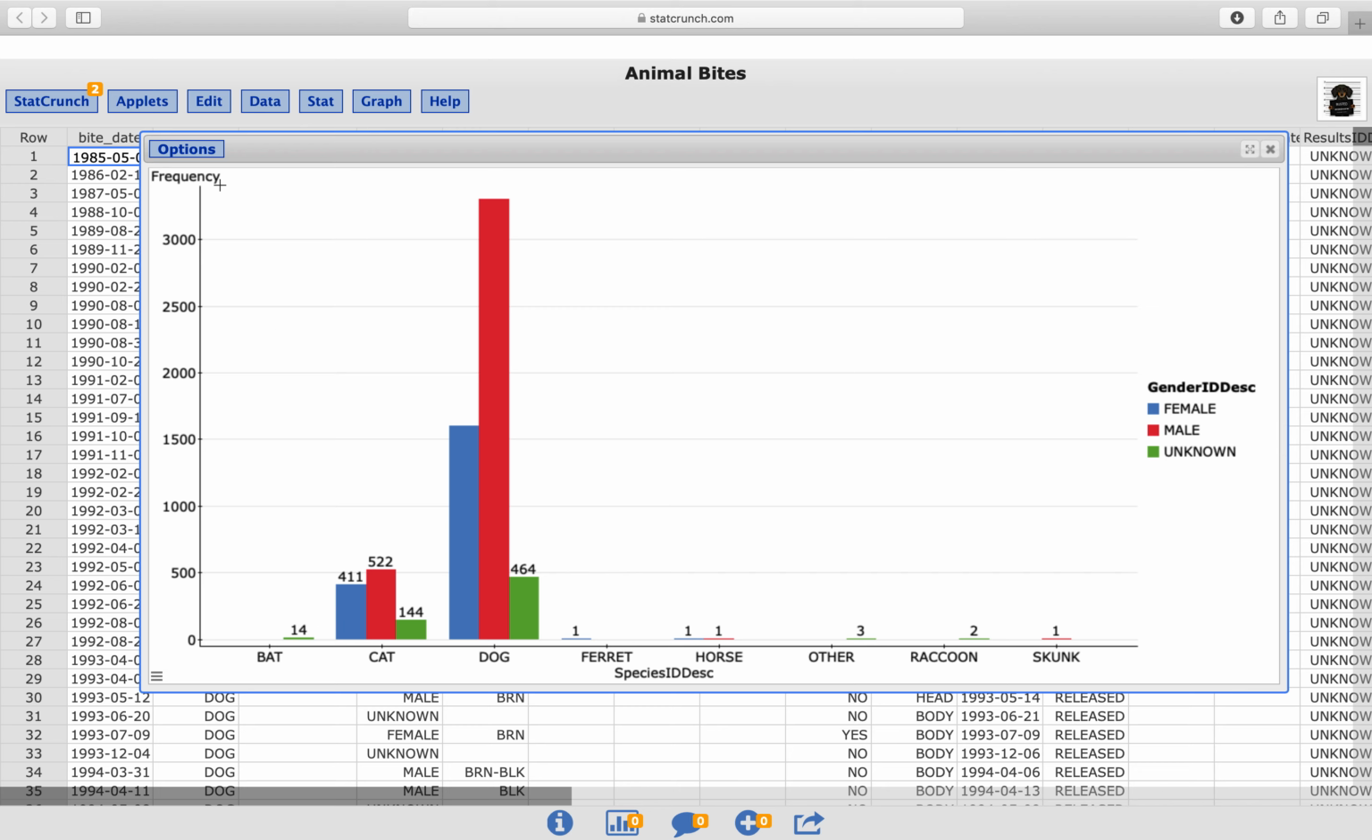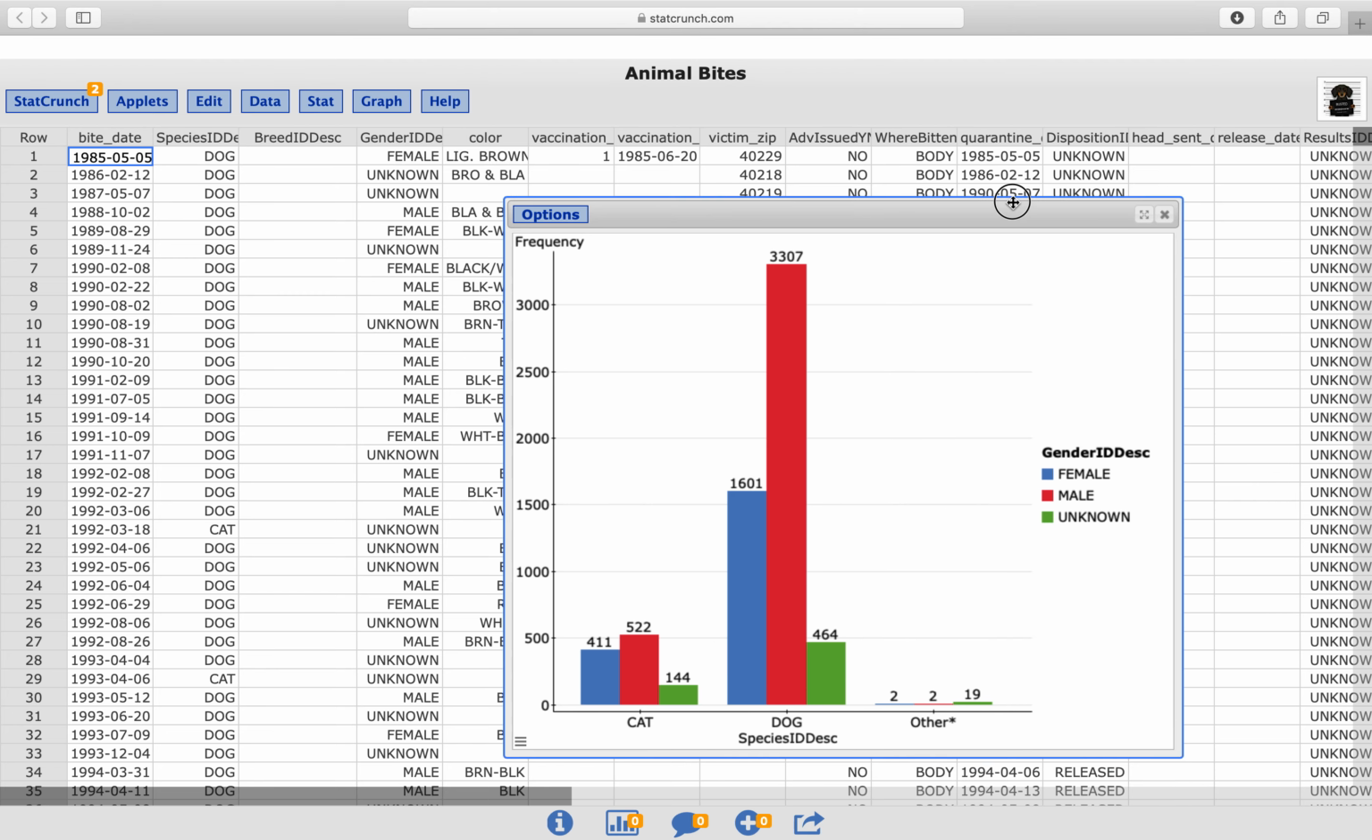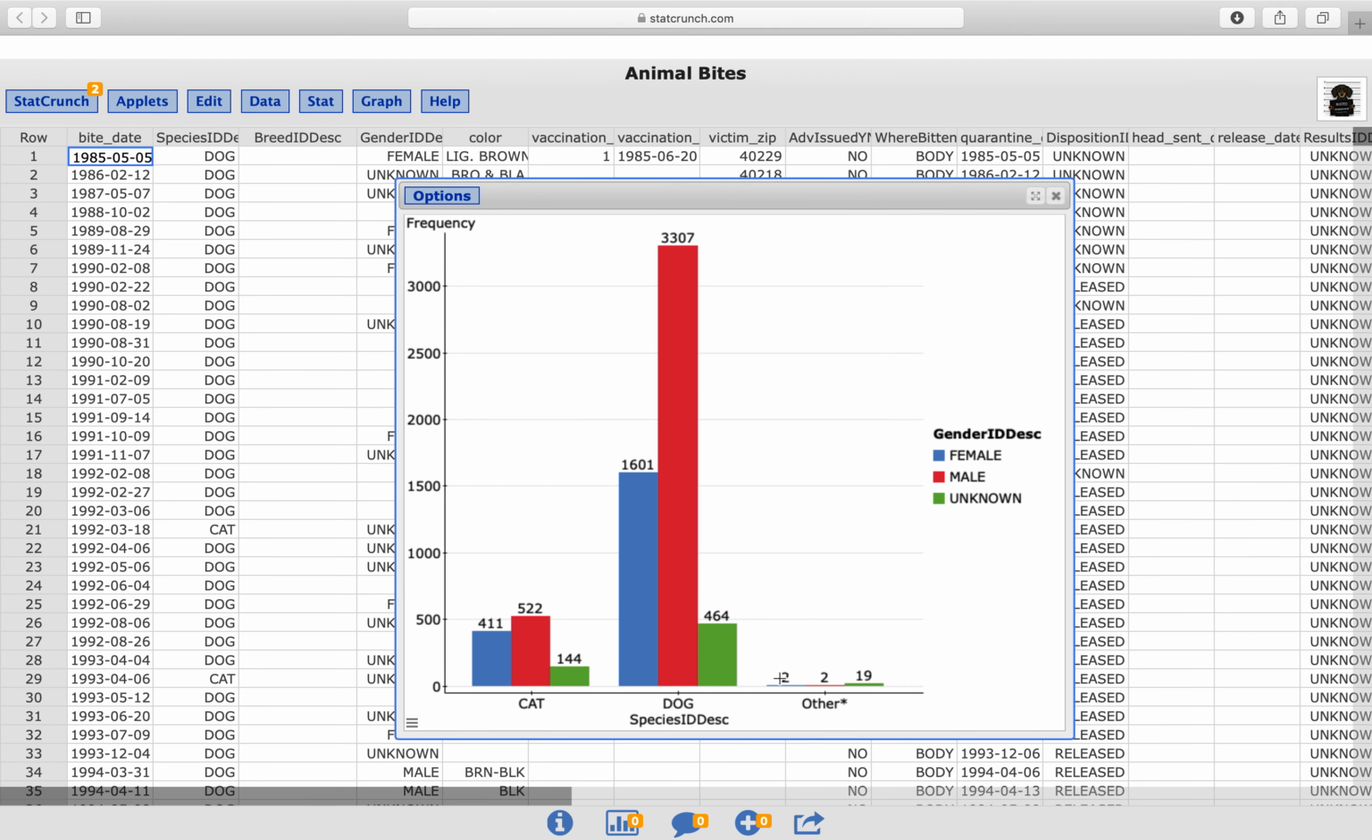To clean this graph up a bit, if you go back into Options, Edit, we can make it so that if the percent is less than 1%, we put those all into the Other category. So we're going to put all of our animals that are not cats and dogs into this Other category, and hit Compute. We can see this cleans up the graph a bit. All of our others are over here. There were 2 male, 2 female, and 19 we didn't know. And our other 2 will stay the same.